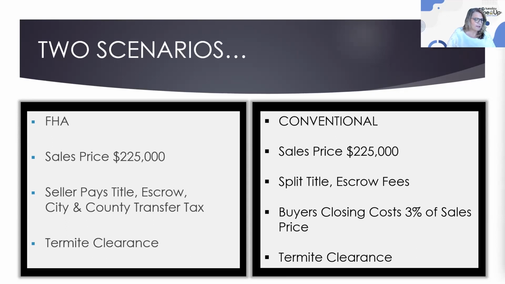So we have a scenario here with FHA, sales price at $225, seller pays title escrow, city county transfer tax, and a termite clearance. Over here, we have conventional, sales price $225, split escrow and title fees, buyer's closing costs 3% of sales price, and a termite clearance. Now, there's going to be a big difference in the bottom line to these, right?